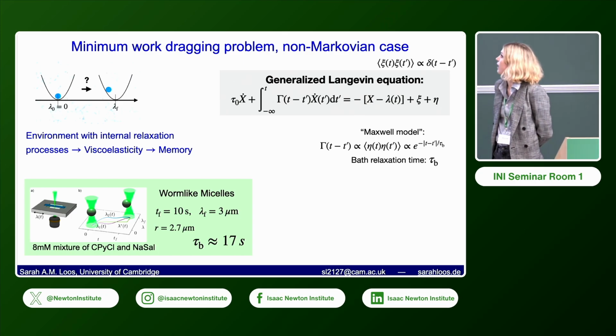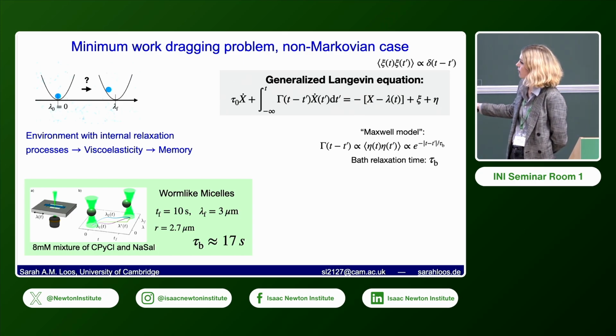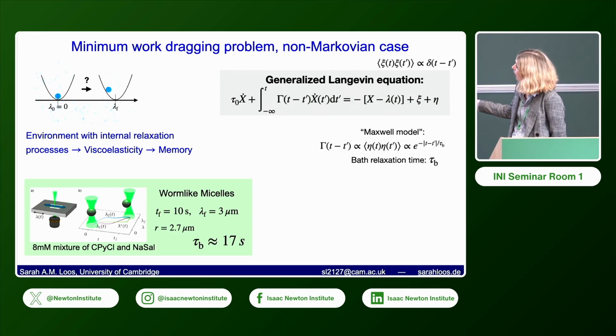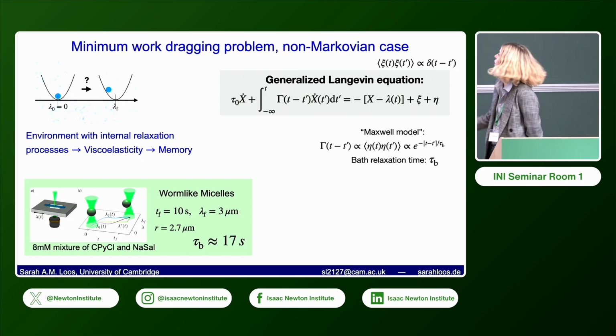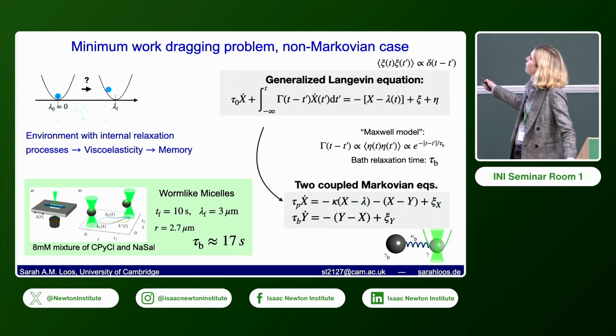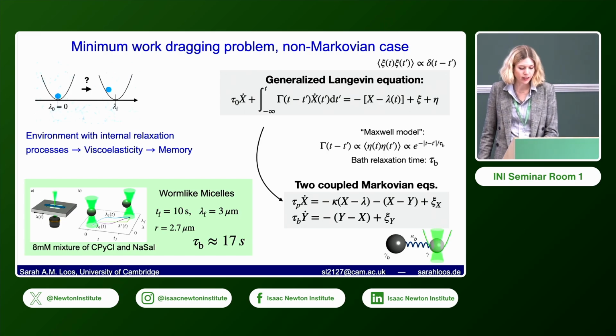And lucky for me, the experiments that they do in solutions with worm-like micelles can be described very well by a Maxwell model. So our memory kernel and our colored noise correlations are just given by an exponential decay with a single decay time. So I only have to take into account one additional variable. And instead of dealing with the non-Markovian model, we can also describe this by two coupled Markovian equations, which are linear, as you can see.